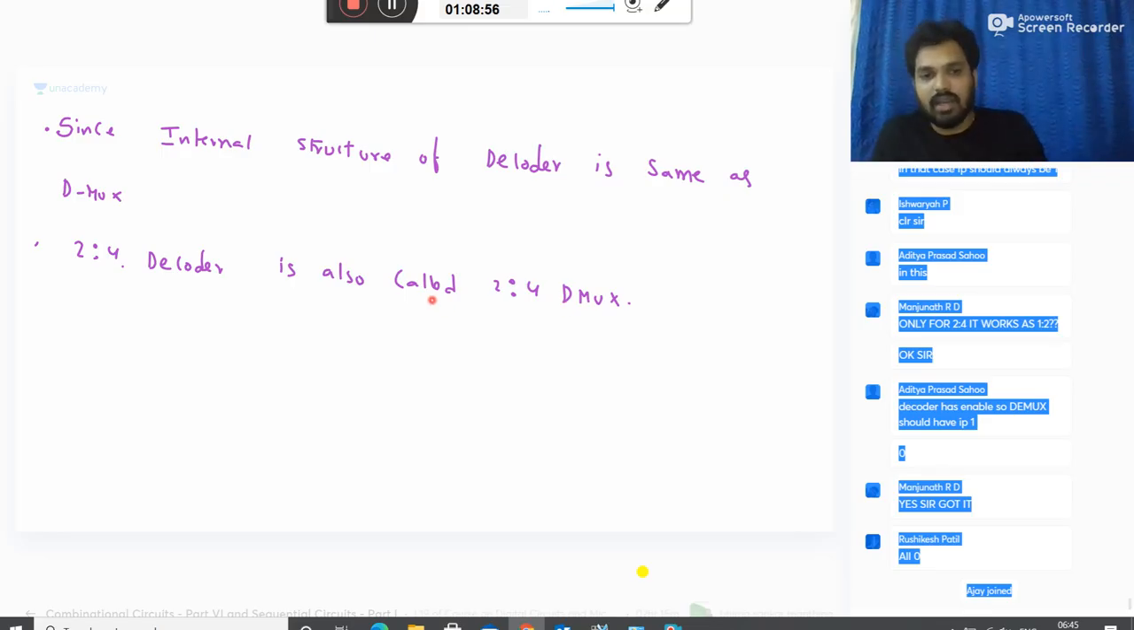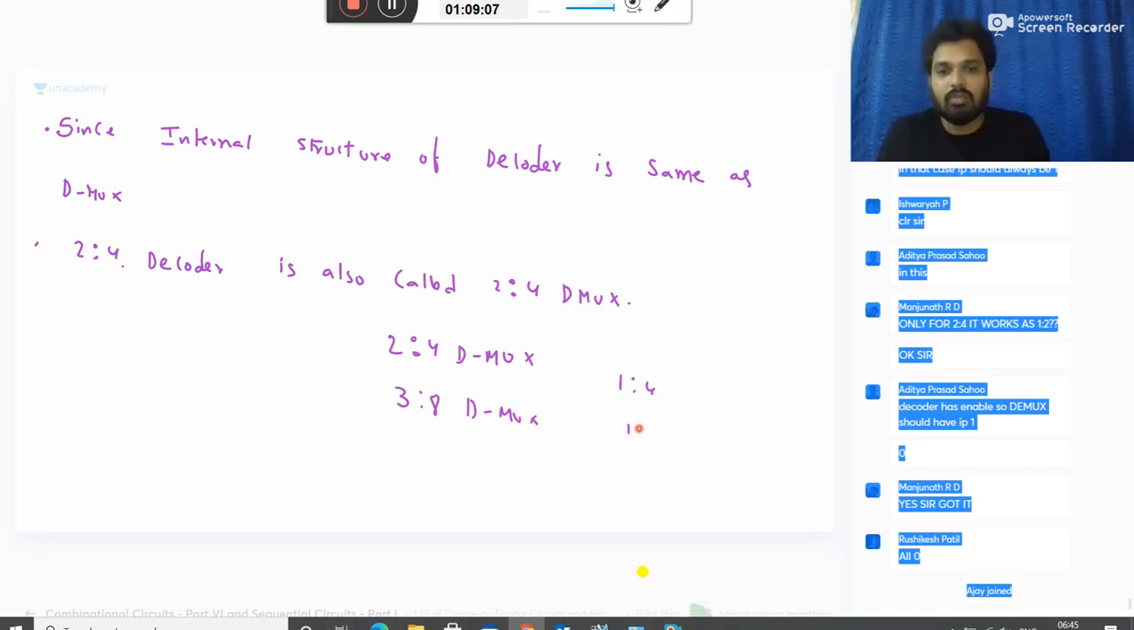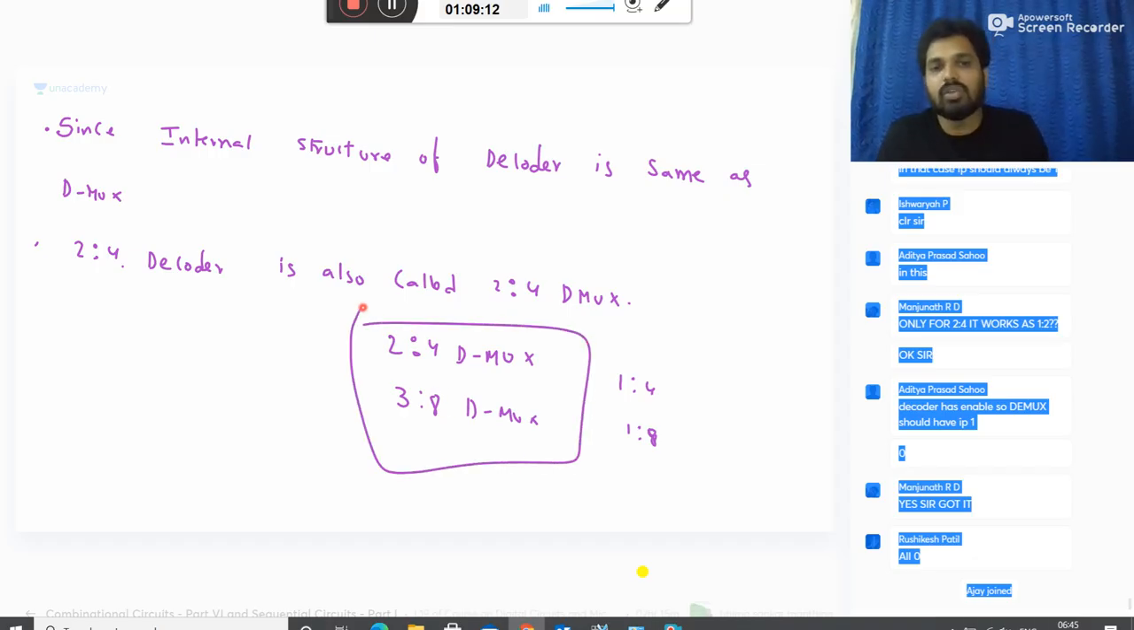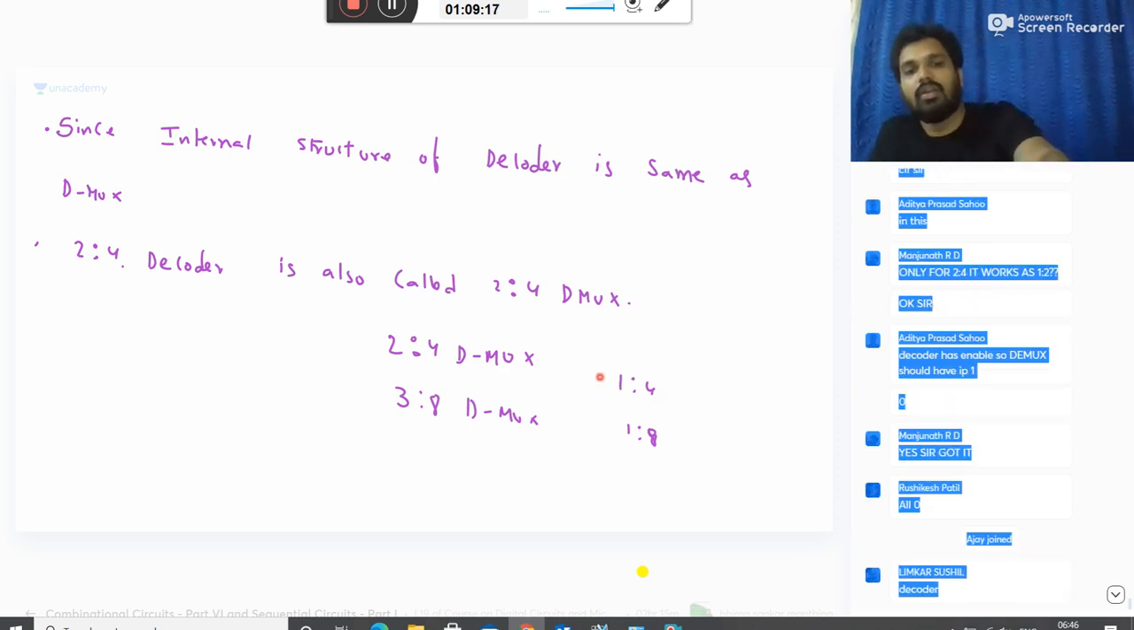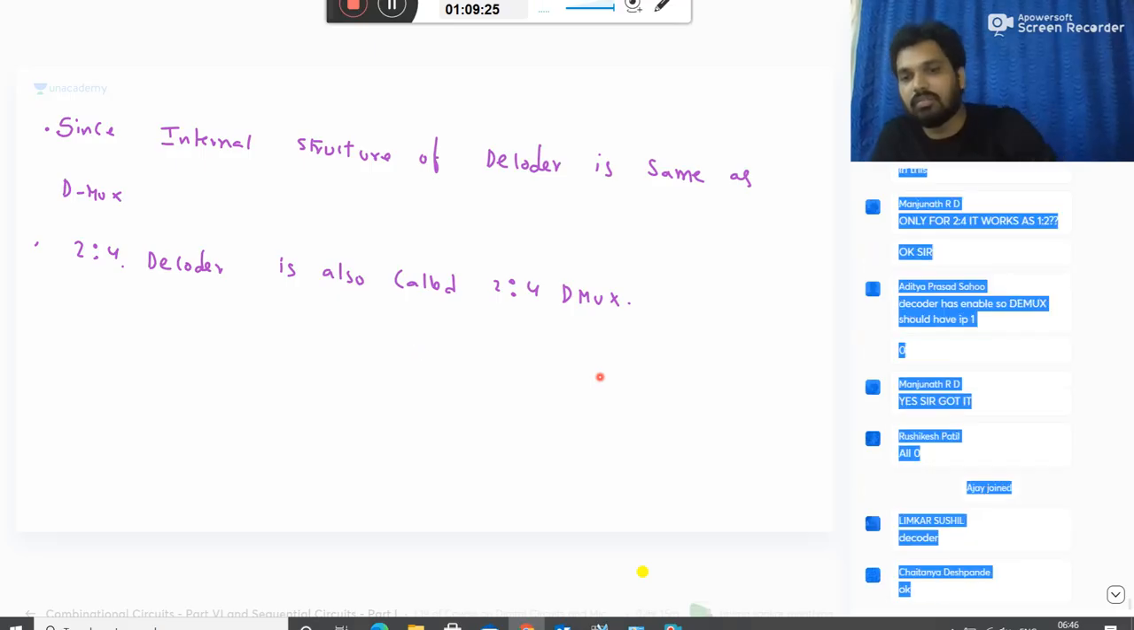Please understand, if the examiner says implement the following circuit using 2 by 4 Dmux or 3 by 8 Dmux, then you will immediately get the doubt: sir, Dmux is 1 by 4 and 1 by 8, why is he saying 3 by 8? When he uses this kind of terminology, what does it mean? Use Dmux as a decoder. When you use the terminology of n to 2 power n, whether the suffix is Dmux or decoder doesn't matter, it is the same.